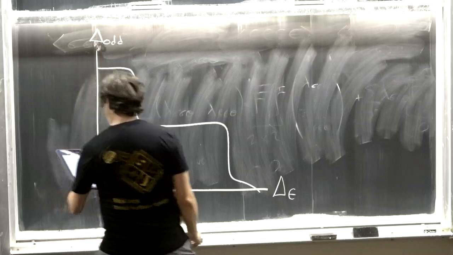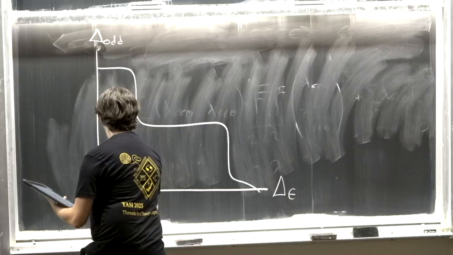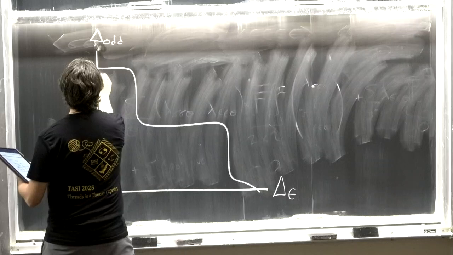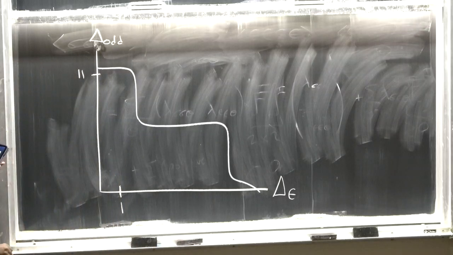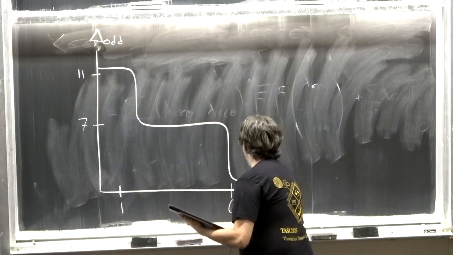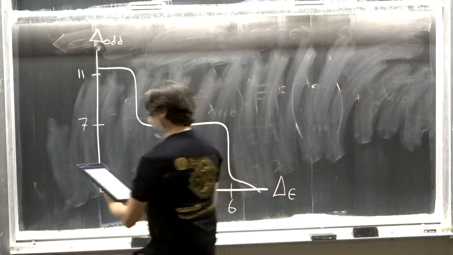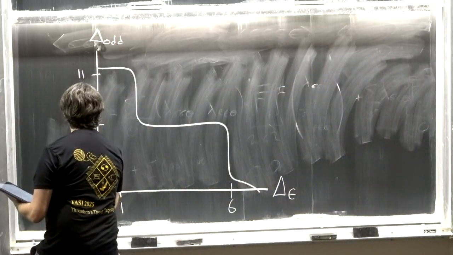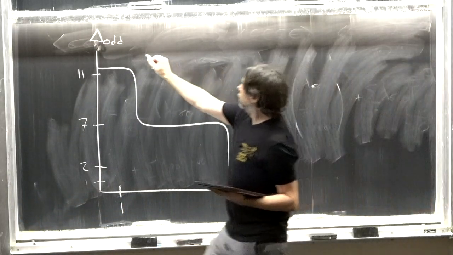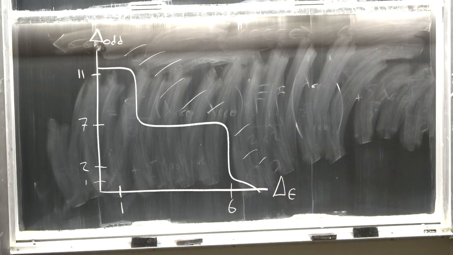Let me start labeling some axes. Here is 1. Up here is 11. This is 7. This is 6. And then down here, maybe I have 1 and 2. Everything out here is disallowed. So this is the space allowed in these gaps by the stress tensor bootstrap.